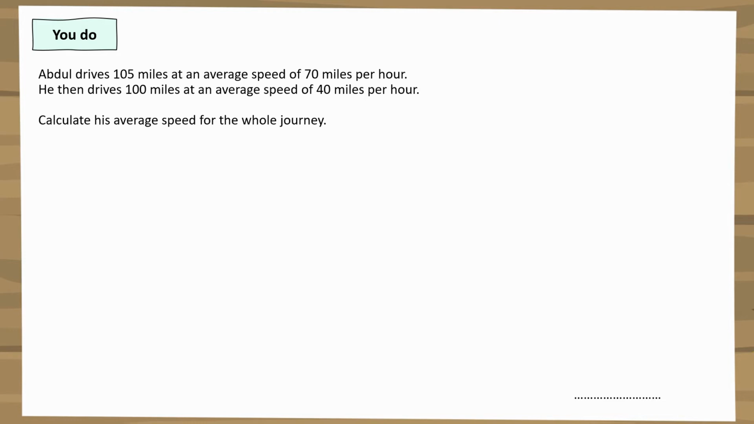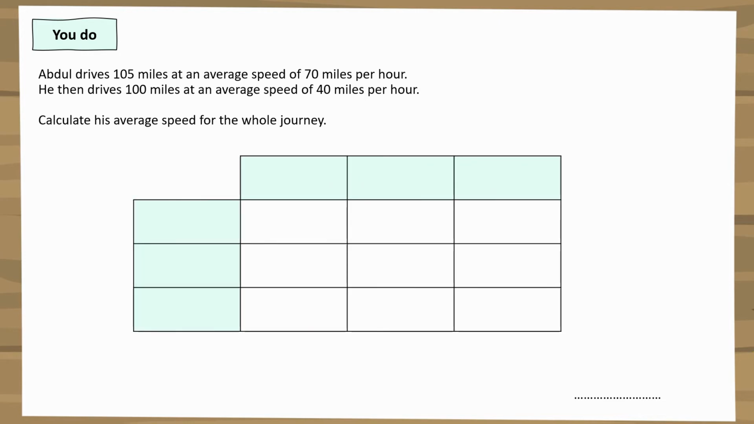Okay, so I'm going to set up the two-way table first. I'm going to fill in my headings, and I always like to put in the units with my speed, distance, time. So this question is about miles per hour. So distance is in miles and time is in hours. And then stage 1, stage 2, and my overall.